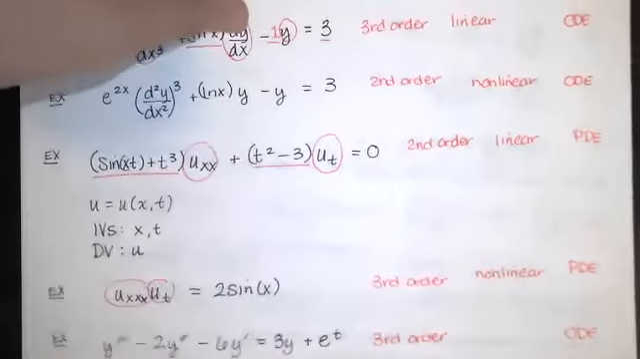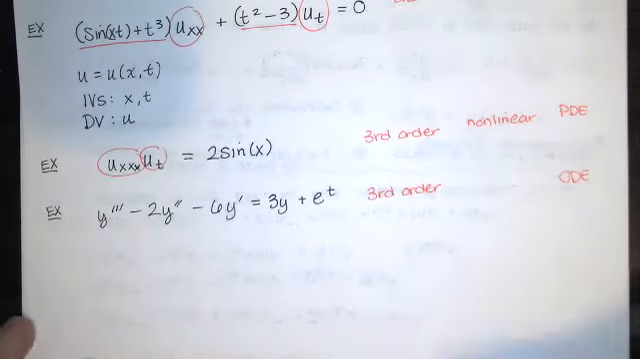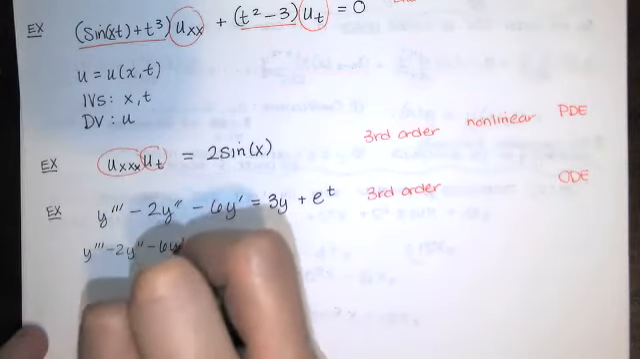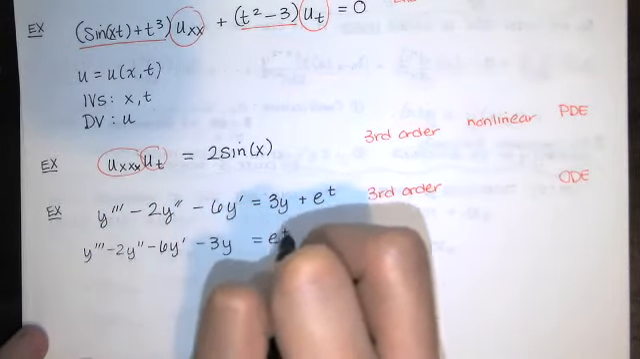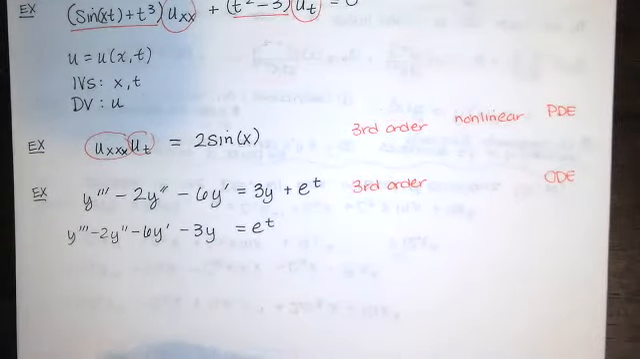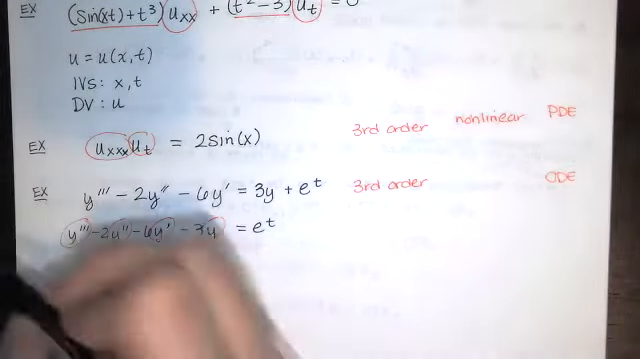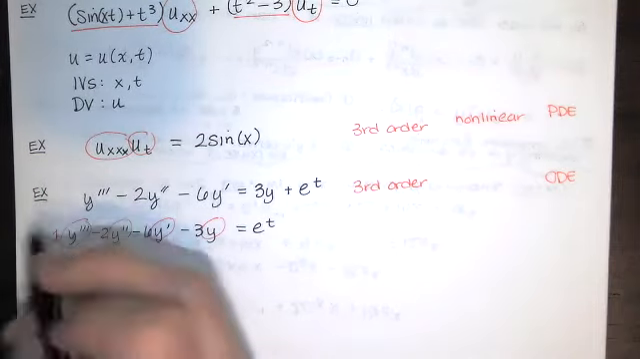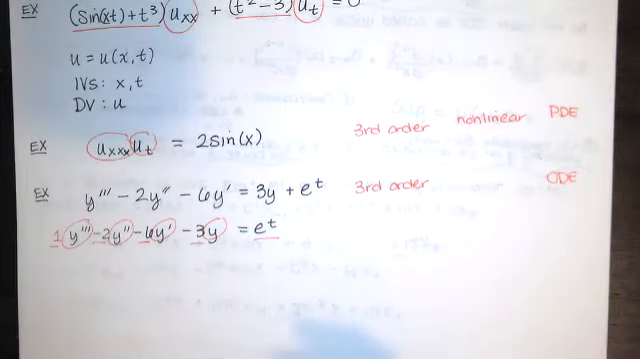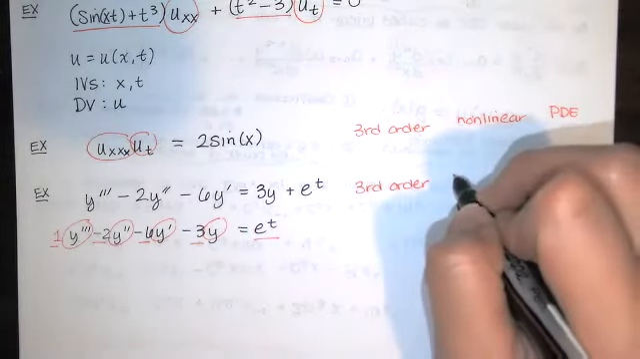So when I see that 3y on the right-hand side, I think to myself, I want to get that over here. So we'll subtract the 3y from both sides. Now we look at y and y's derivatives. Are they all raised to the first power? They are. Look at the coefficient functions: 1, -2, -6, -3. And the function on the right-hand side, does it depend on the independent variable only at most? That t? Yes. So this is linear.